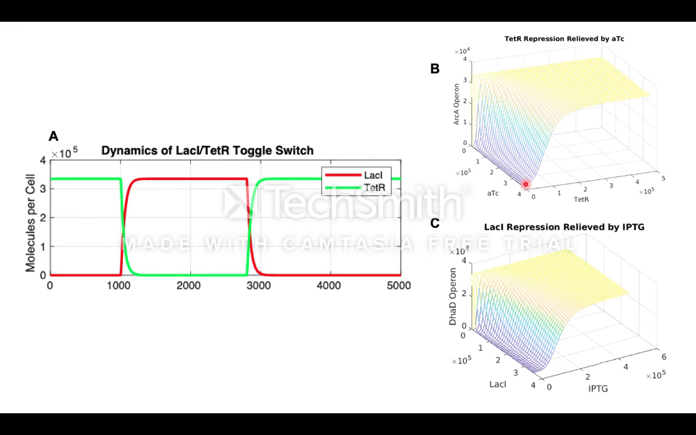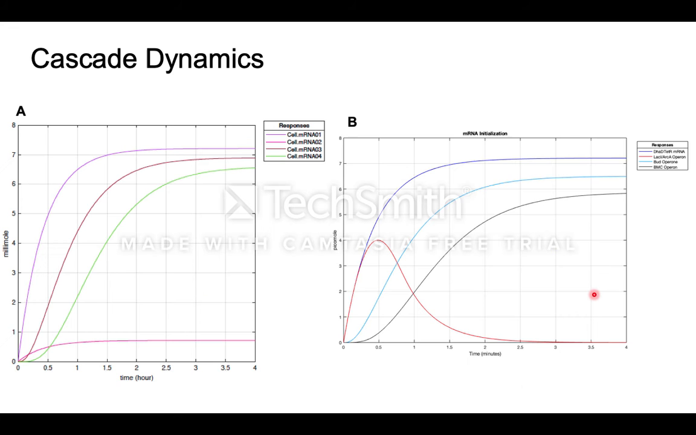We see that TET-R is pretty responsive to ATC. Just a little bit of ATC, and we have an increase of the ARC-A operon. And then over here we have some slightly slower dynamics with IPTG and LAC-I. As we see, we need just a tad more IPTG added to the system in order for DHAD operon expression to be maximized up here on the plane.